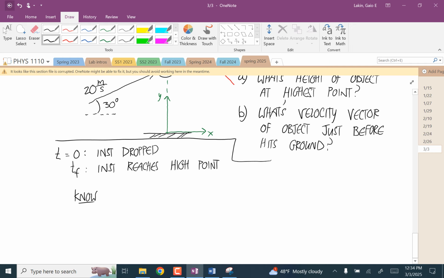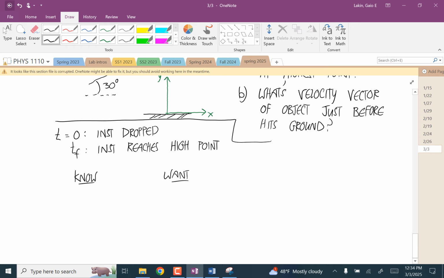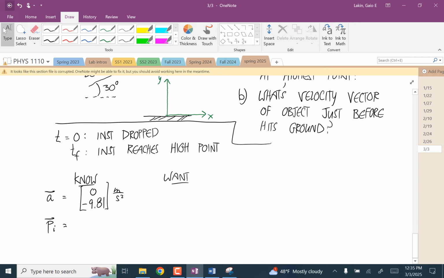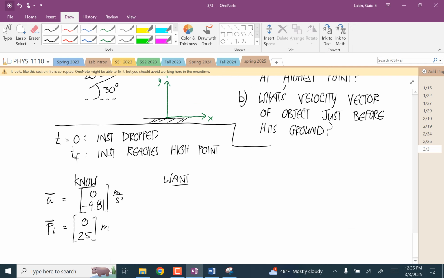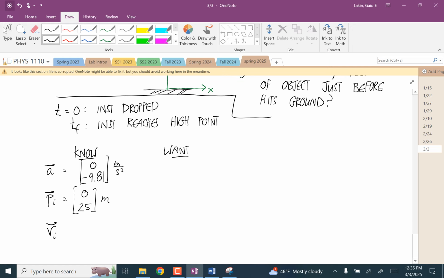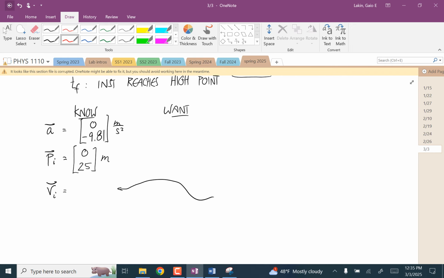So let's list what we know and what we want. We don't know how long it's going to take. We do know the acceleration is 0, negative 9.81. The initial position is 0, 25. The initial velocity we can get from the speed and the angle of the helicopter.